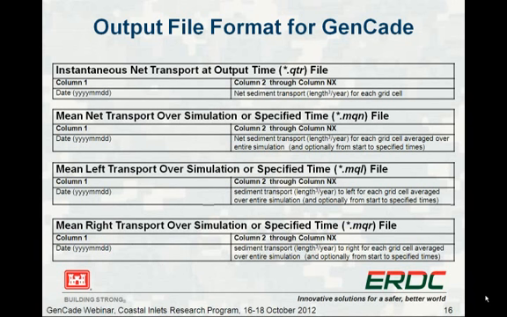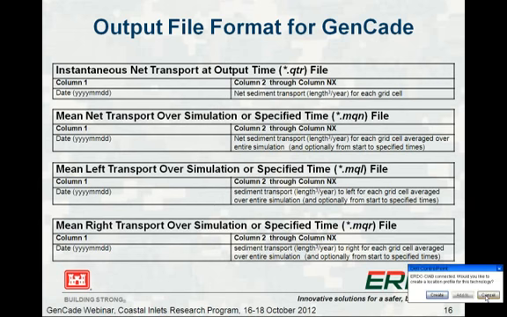We also have our mean net transport, our left transport, and our right transport over the simulation or specified time. What this is actually showing is if you open up these MQN, MQL, and MQR files, what you'll see is you will have the sediment transport for each cell averaged for each year. So if you have 10 years in the simulation, you're going to have 10 rows. Each one will show each year. And then at the very bottom, you're going to have another row that's going to have the net sediment transport for each cell over the entire simulation. So we have that also for left-directed transport and right-directed transport.